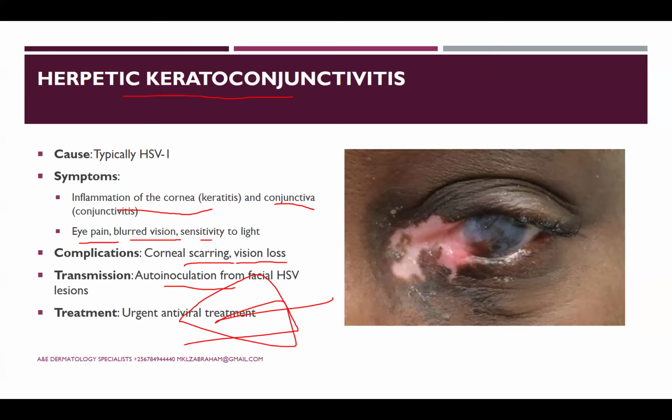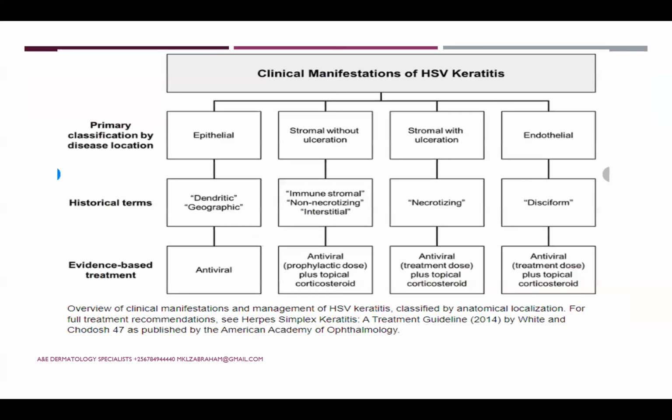So you see in this picture, this patient has this keratoconjunctivitis. You will see this post-inflammatory hyperpigmentation at the border, but then we have this scar formation on the conjunctiva with blindness. So to avoid this, you have to do early treatment.